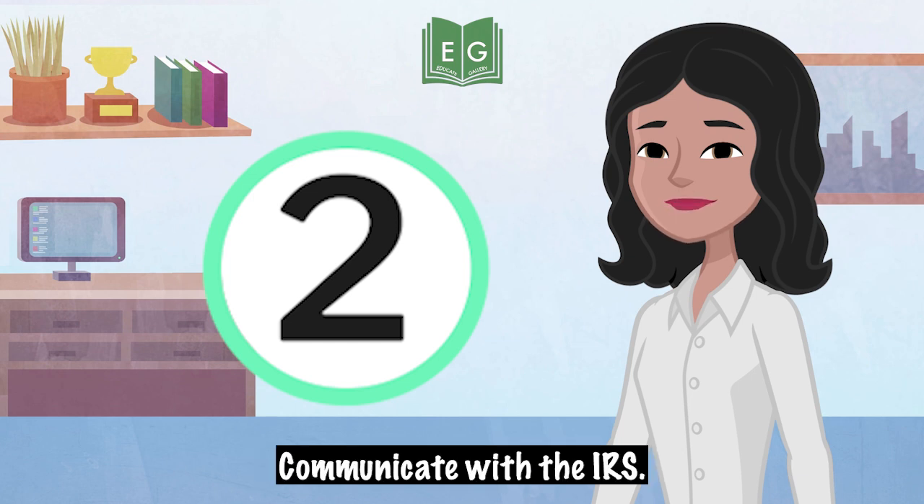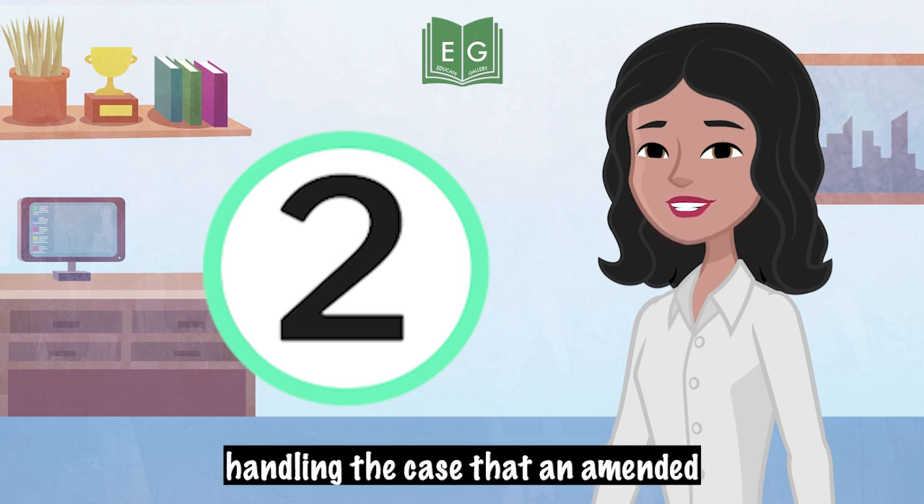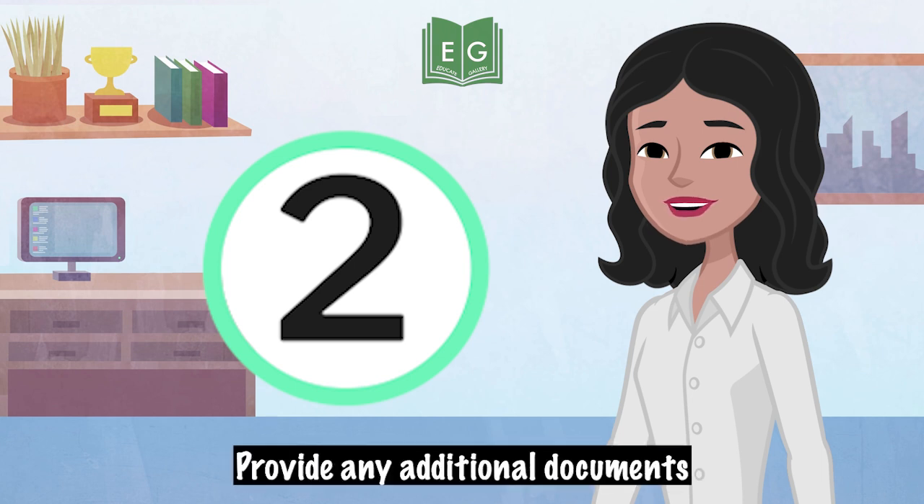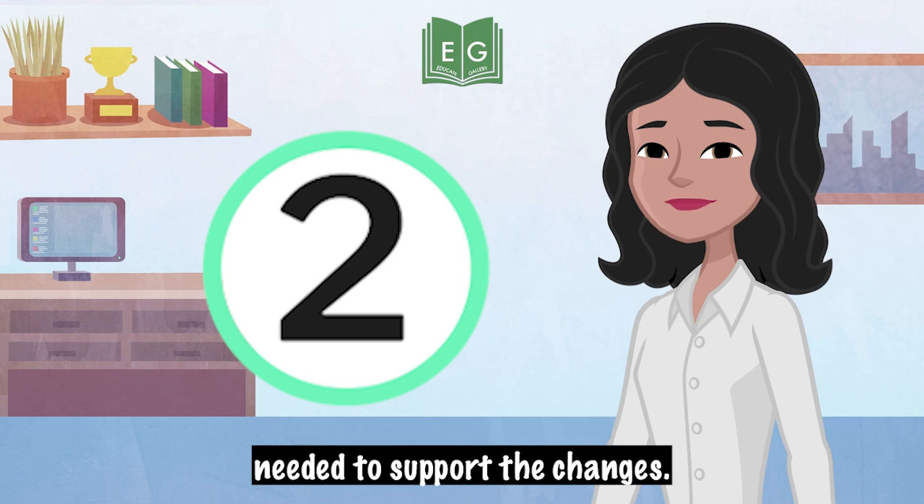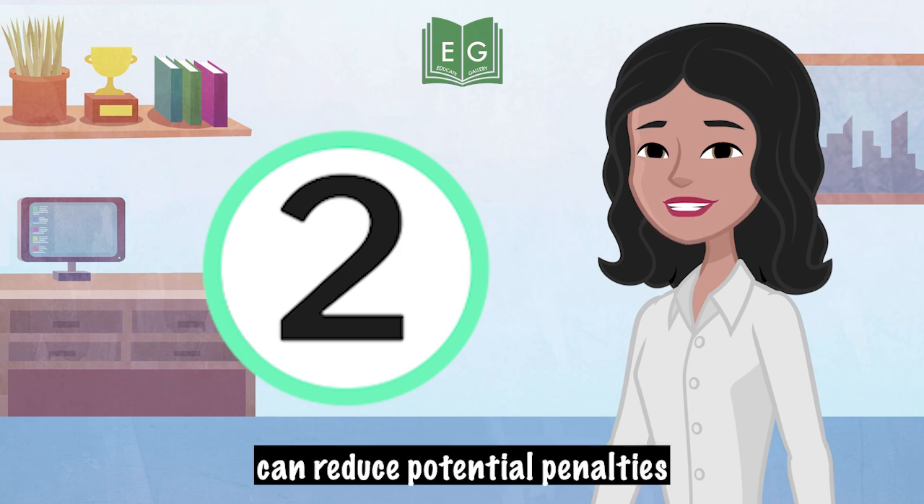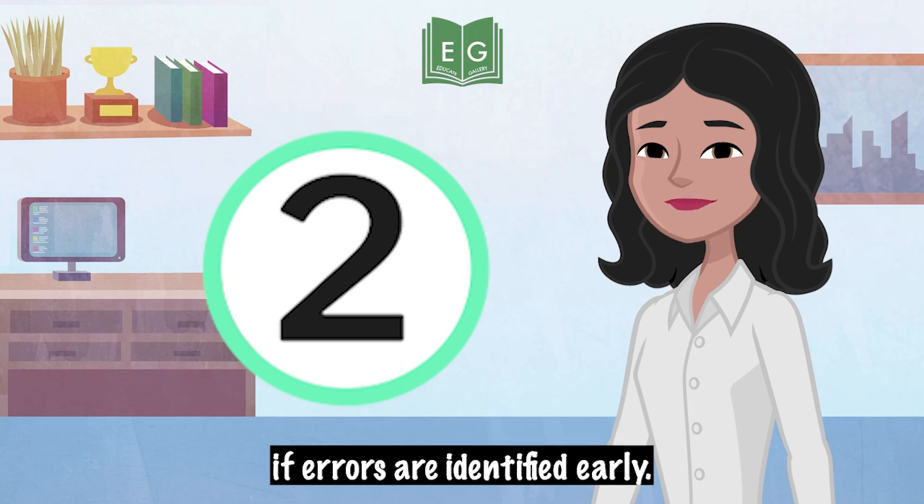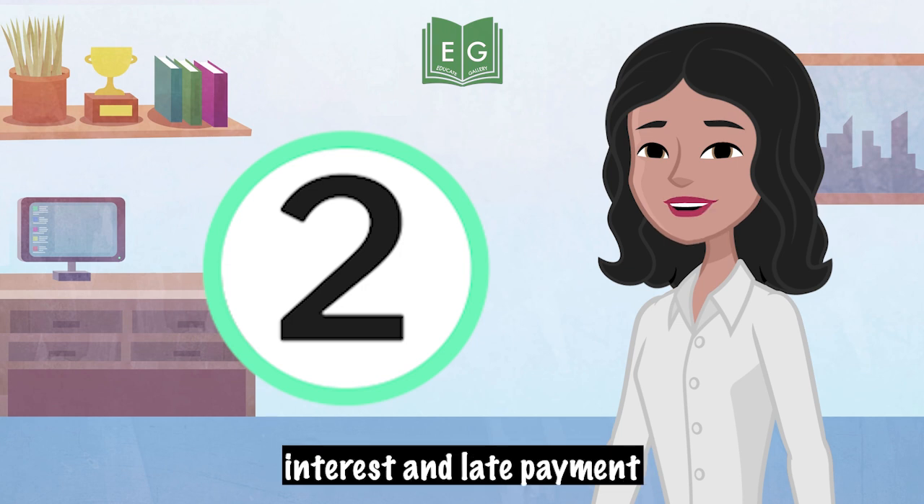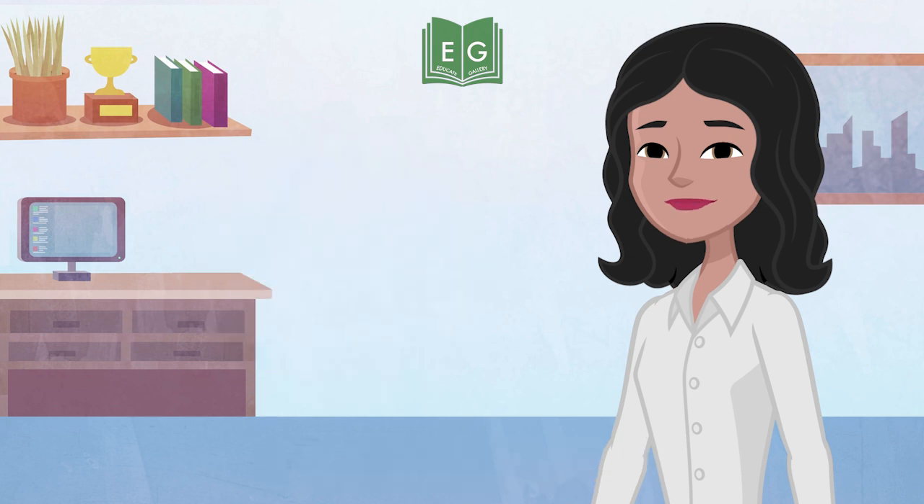Communicate with the IRS. Inform the IRS auditor handling the case that an amended return has been filed. Provide any additional documents needed to support the changes. This proactive step demonstrates good faith in correcting errors and may lead to a favorable resolution. Amending a tax return can reduce potential penalties if errors are identified early. However, if additional taxes are due as a result of the correction, interest and late payment penalties may still apply. It is important to inform your client of these potential consequences.